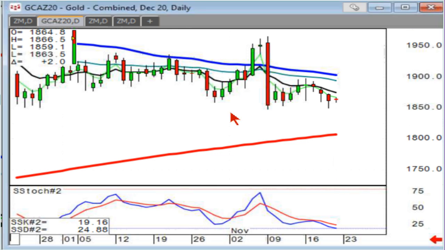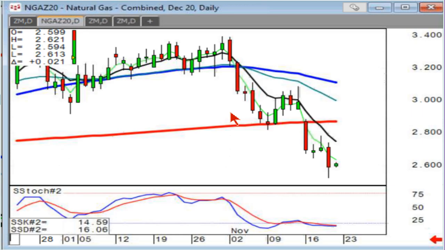Natural gas. I haven't traded natural gas in so long. Let's see. Is it NGAZ? Natural gas is still heading lower. Look at your bearish left-right combo. Look at your bearish J-hook pattern. Look at your failure at the 200. Just stay short until you see a confirmed buy signal.